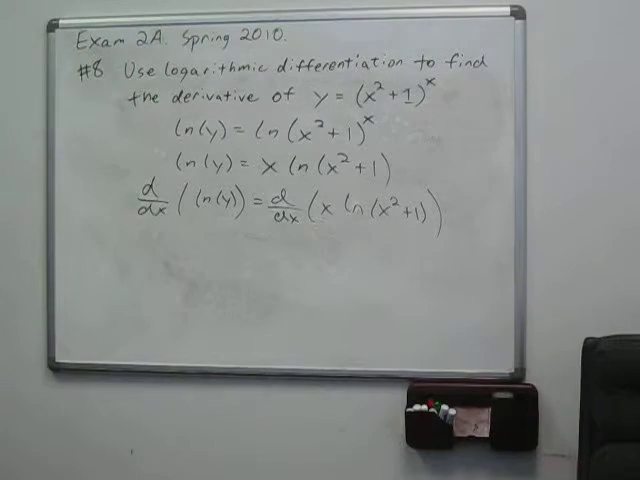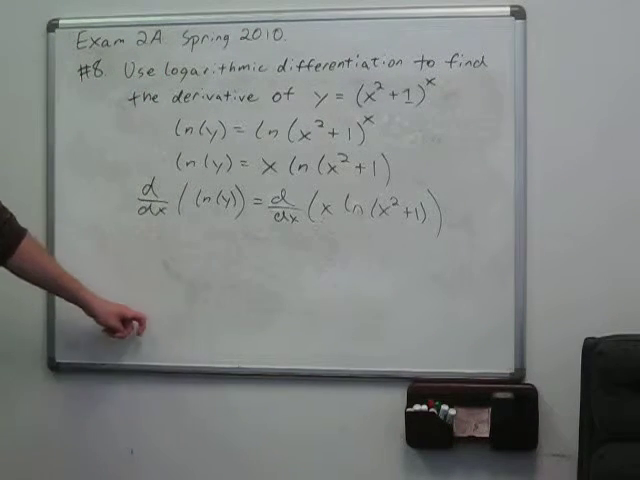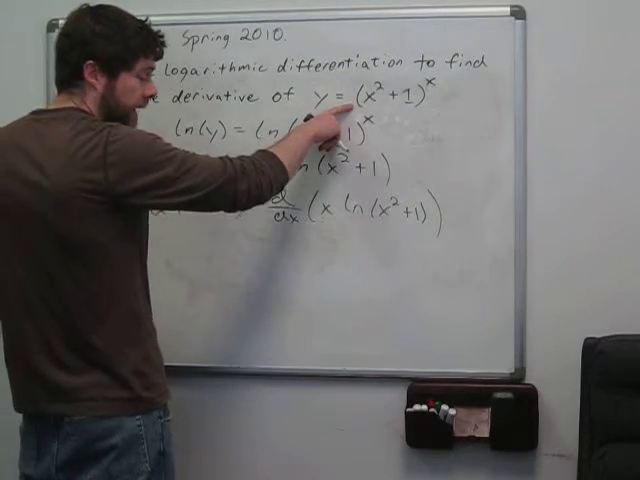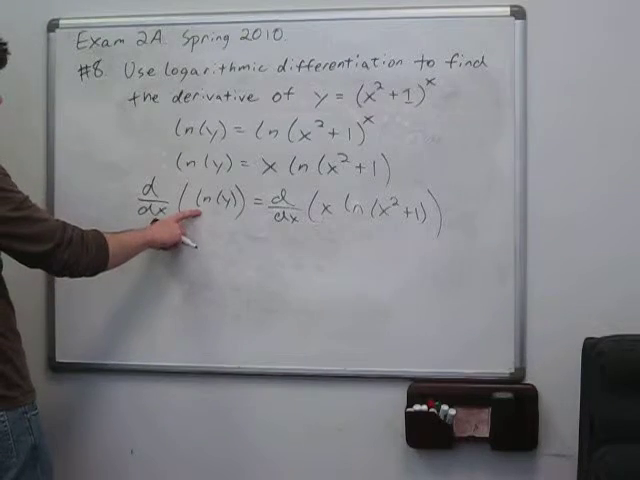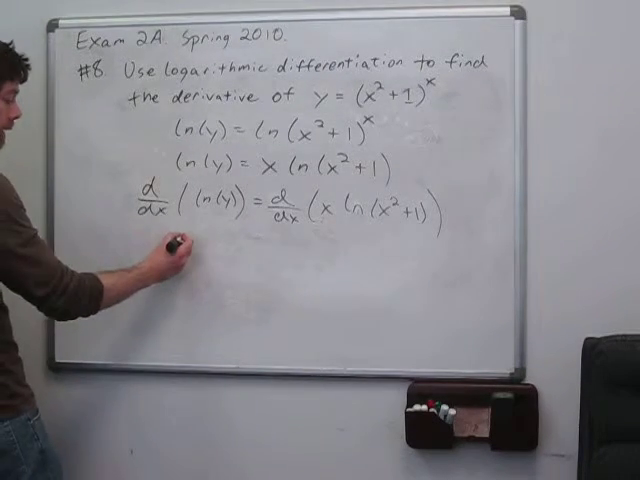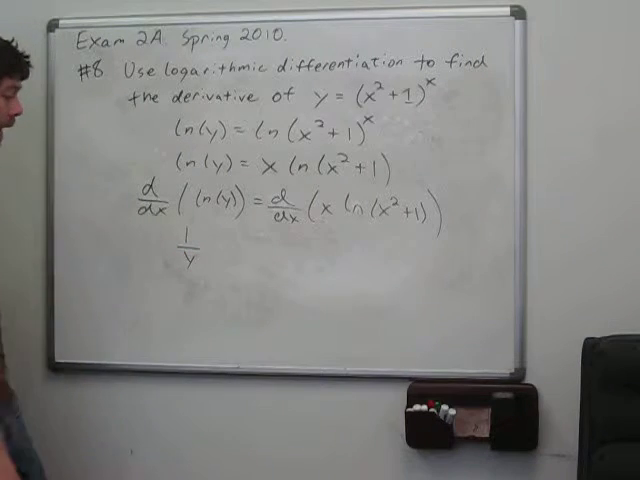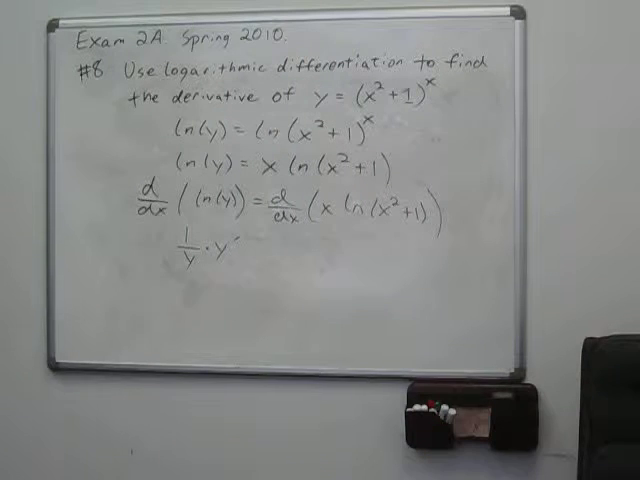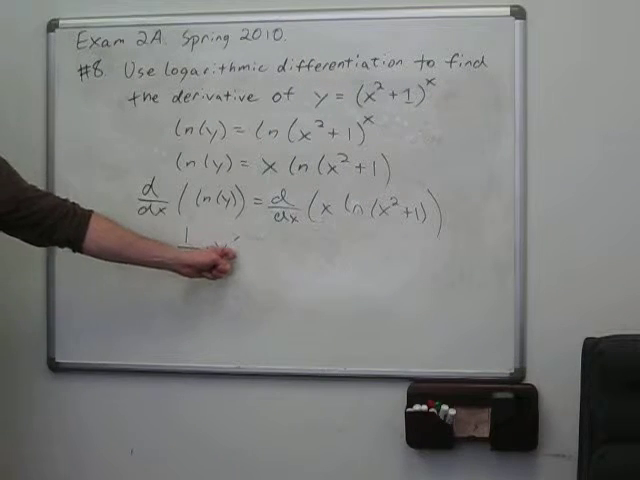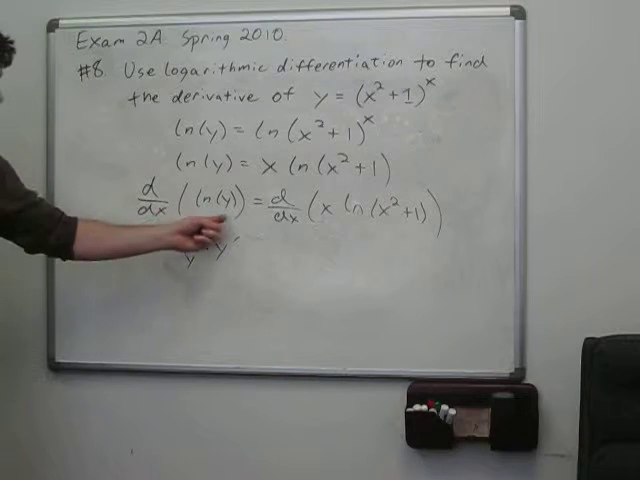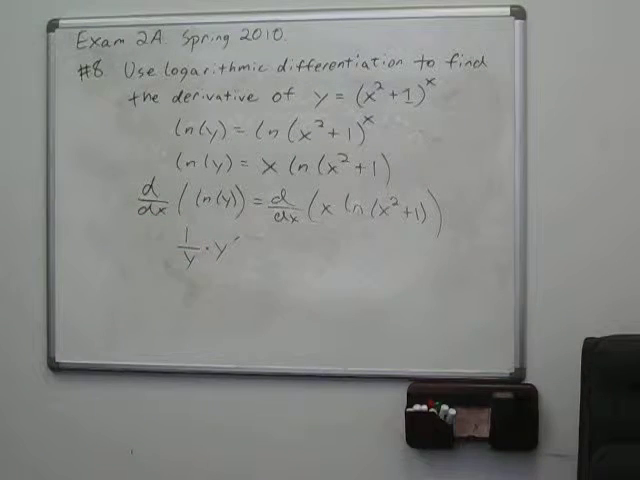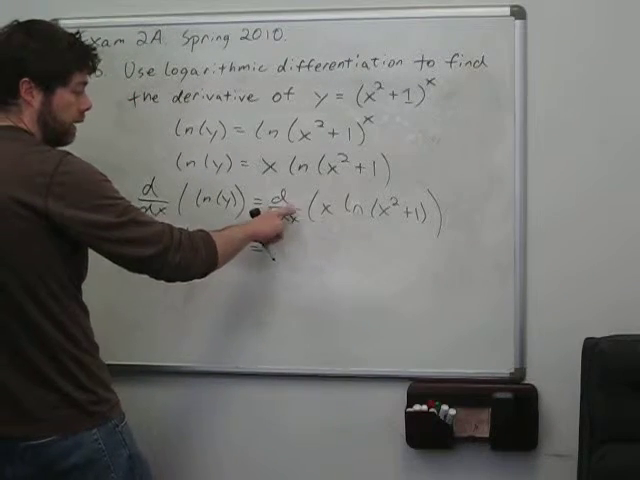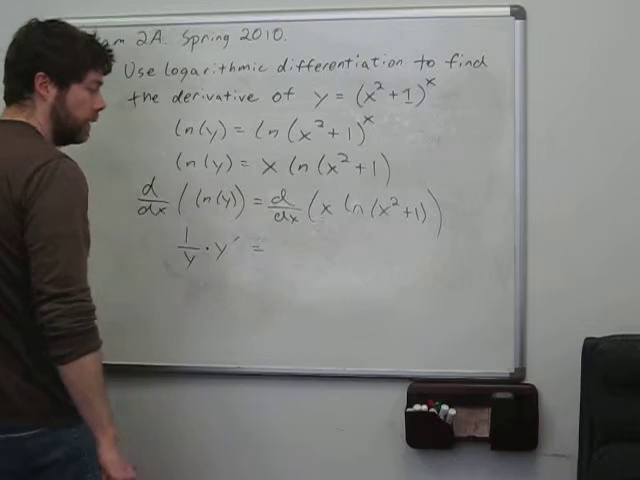Okay. So taking the derivative of both sides with respect to x, let's focus on the left side. y is a function of x, so when we take the derivative of the natural log of y, that is going to be 1 over y, and then we have to chain on the derivative of y, right? So we have to chain on a y prime here, and this is the part of the problem that is reminiscent of implicit differentiation. On the right side, we're taking the derivative of the product of two functions.